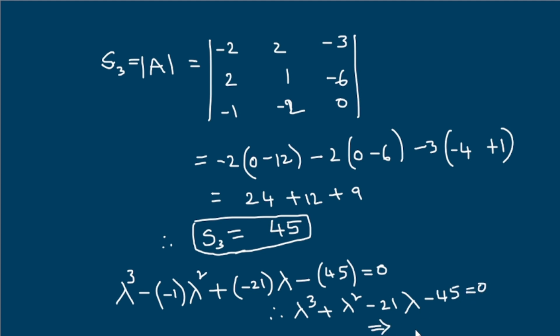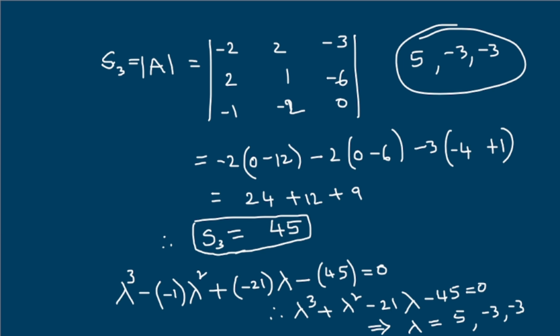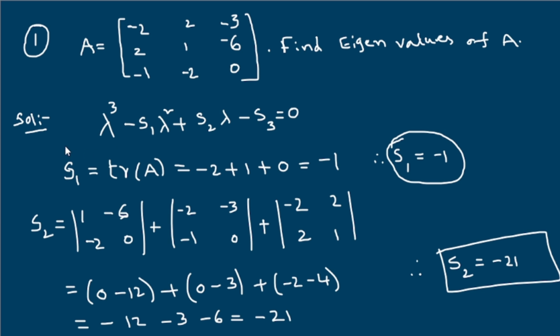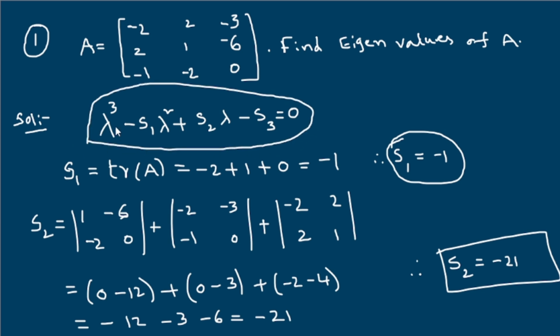Using the calculator, if you find the characteristic values or eigenvalues, you will get 5, minus 3 and minus 3. So you can use the calculator to find these values. 5 and minus 3 are the eigenvalues of the given matrix A. This is how you can find it using this equation. You need not do a laborious calculation by subtracting lambda and all. You can find the characteristic equation easily in this way.